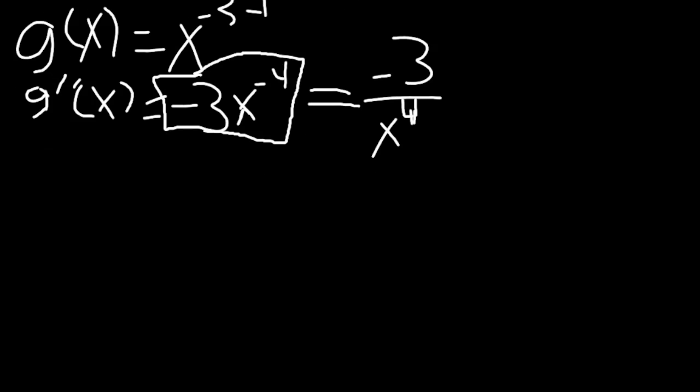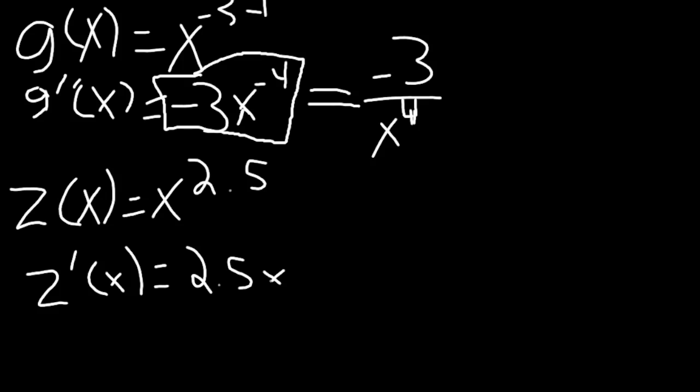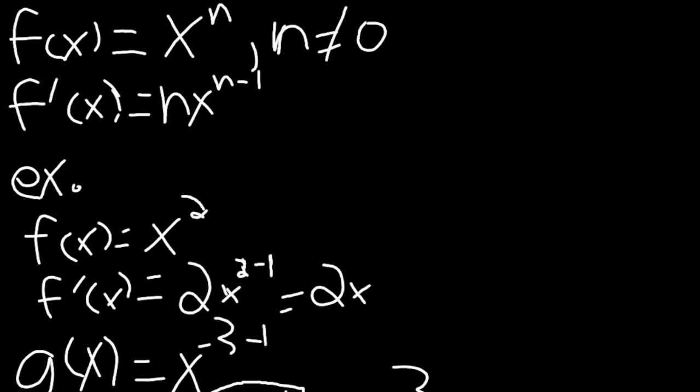This also works for decimals, so let's go ahead and do one decimal. Let's say 2.5. z prime of x. Remember, a function can be any variable. It could be b of x, whatever. And then that's just 2.5 minus 1, which is 1.5. That's the z prime of x. So the power rule is extremely powerful, it's in the name.